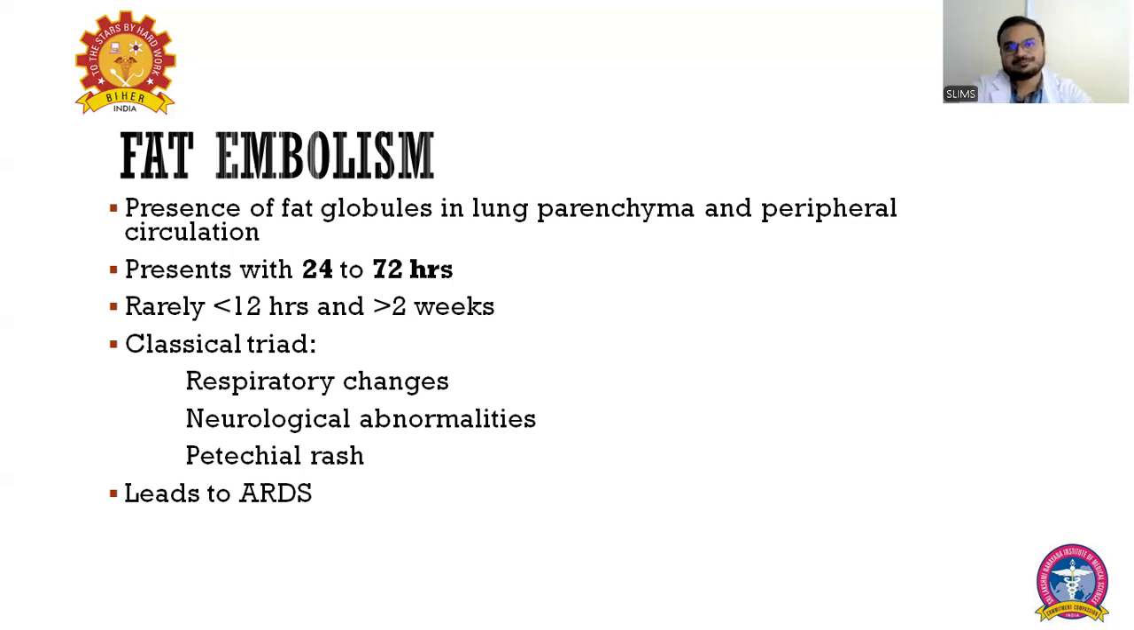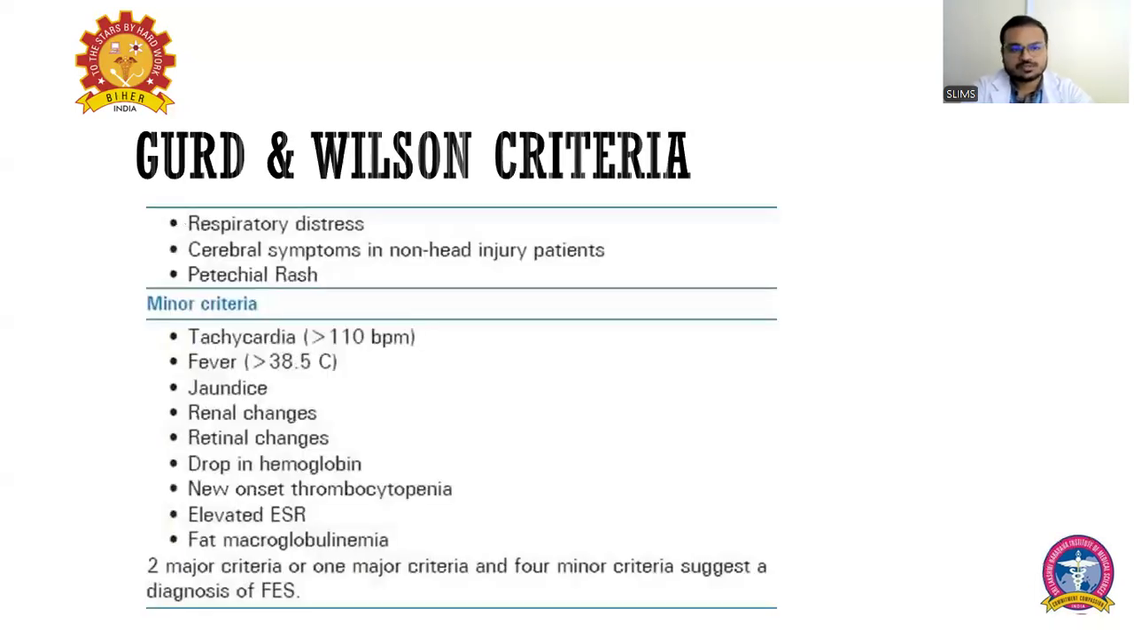The classical triad of fat embolism is 1. Respiratory changes, 2. Neurological abnormalities, 3. Petechial rash, which can lead to acute respiratory distress syndrome. So Gurd and Wilson came out with criteria to determine whether the patient is having fat embolism or not. Their 3 major criteria are respiratory distress, cerebral symptoms in non-head injury patients, and petechial rashes. These 3 are the major criteria. And minor criteria is 1.